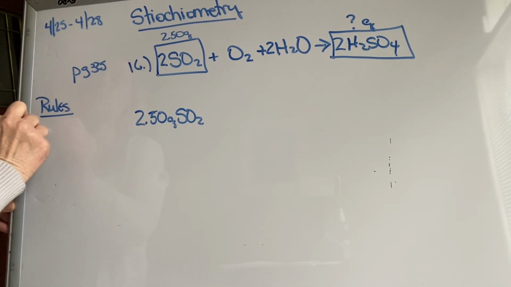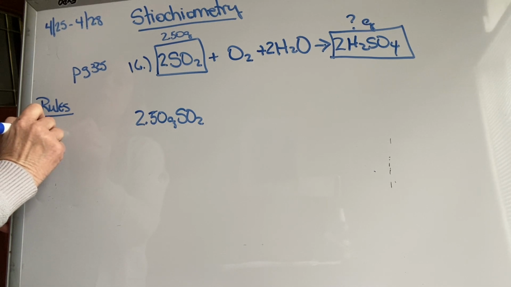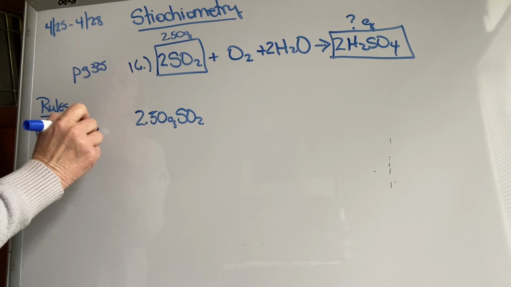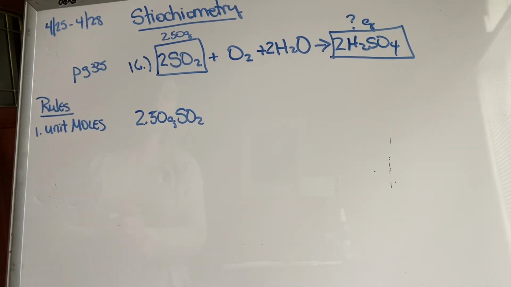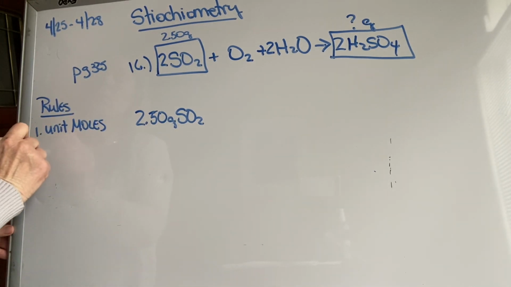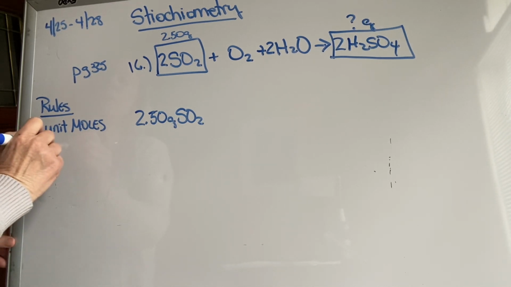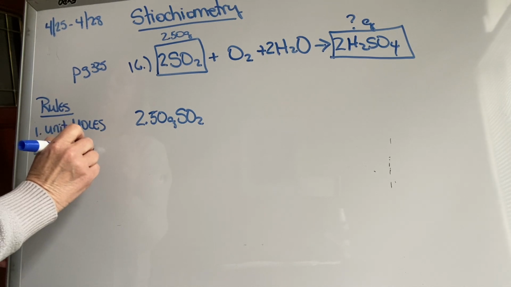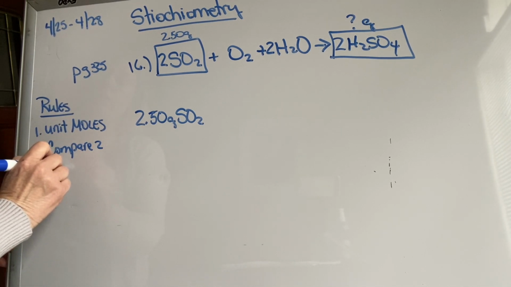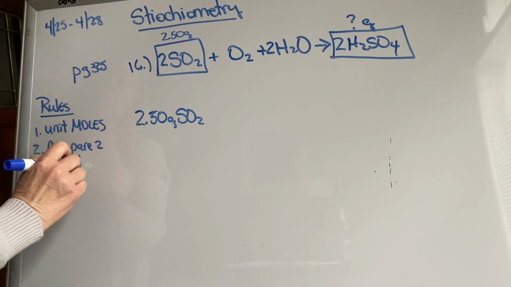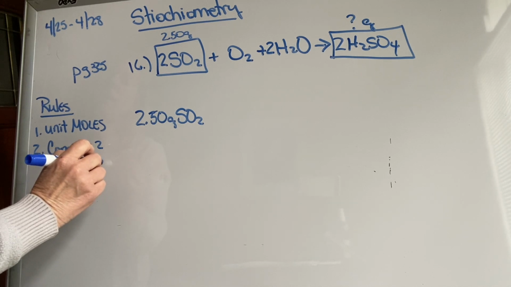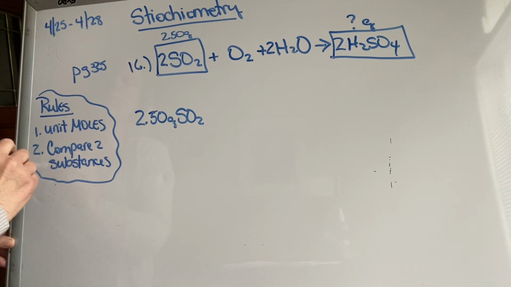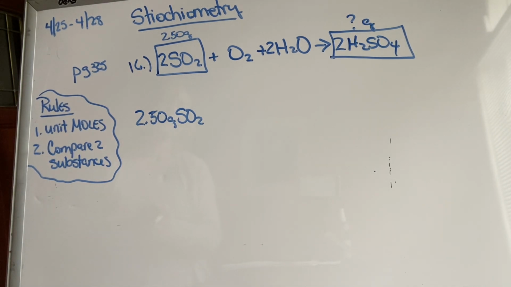Okay. But when we're doing these problems now, here are your rules. Number 1, the unit that you're working with has to be moles. So that's the very first rule. And your second rule is going to be that you're going to compare 2 substances. You need to write these rules down. We're going to refer back to these every single time. You need to memorize these rules before we take our quiz, which is going to be your very next class.